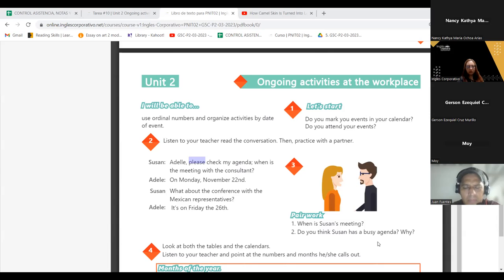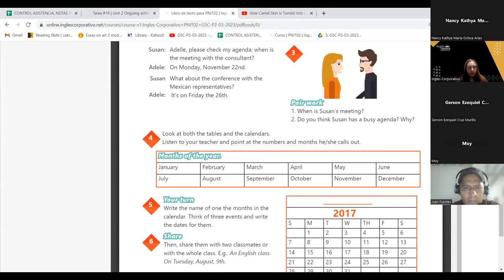Yes, no. Why? ¿Ustedes qué opinan? Tiene una reunión el 22 y luego el 26. Yeah, I think she has a busy agenda, right? So, let's check this part. We have number four. Look at both the tables and the calendars.